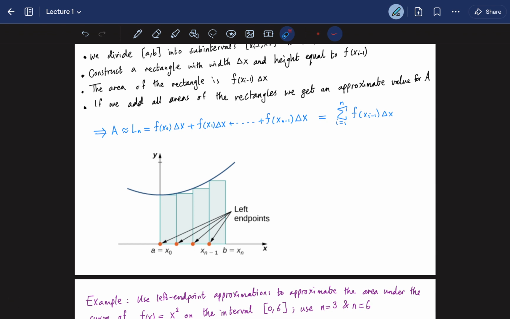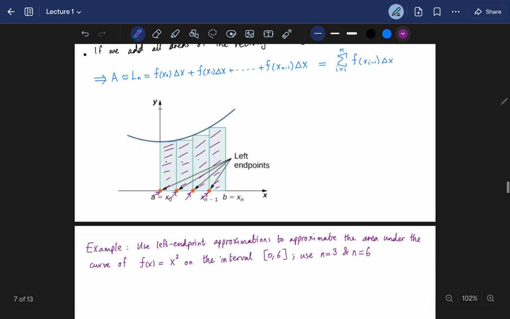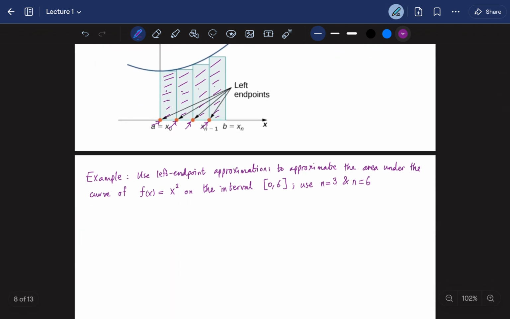So let's look at the graph first. If I have a curve of f of x here, and I divide the area under the curve into these rectangles, only using the left endpoints for each rectangle, I can easily find the area under the curve by finding the area of each single rectangle and then adding up all of these areas. So let's do an example for it to make more sense.